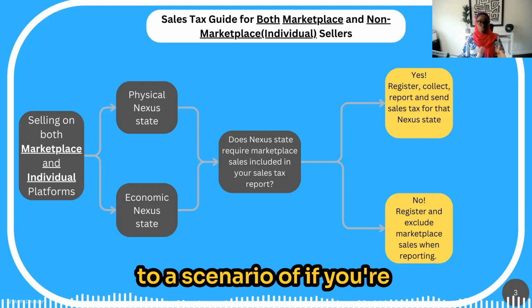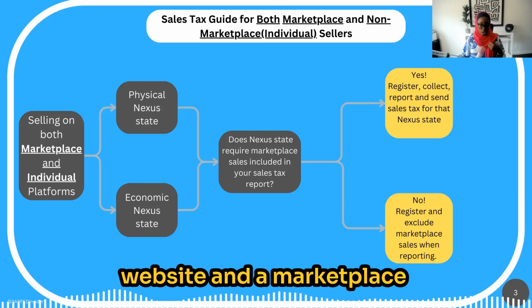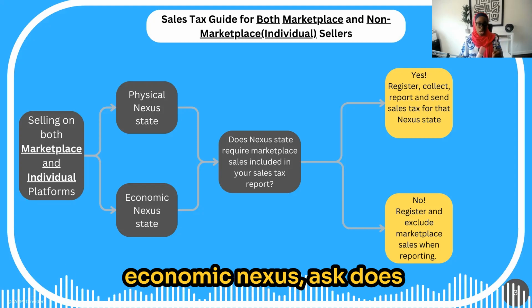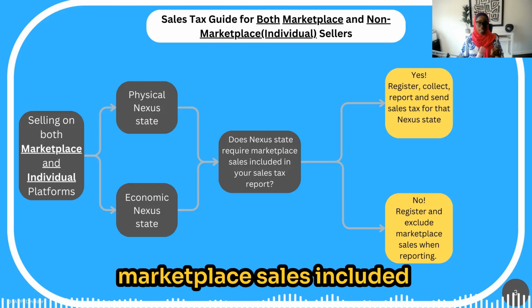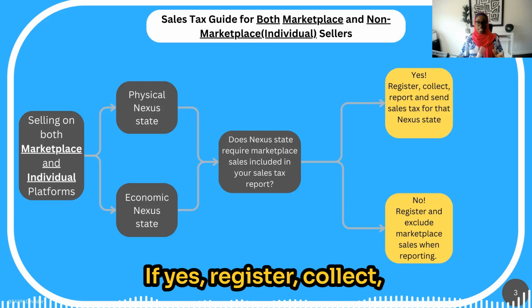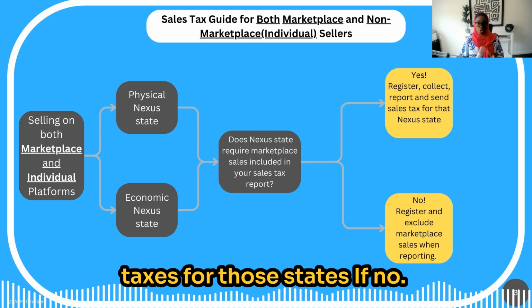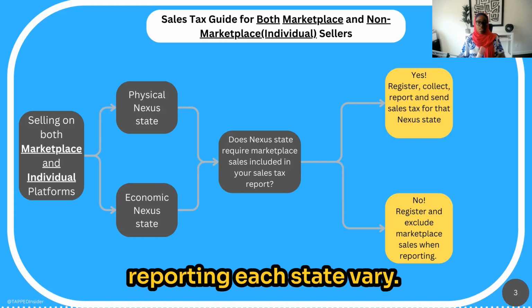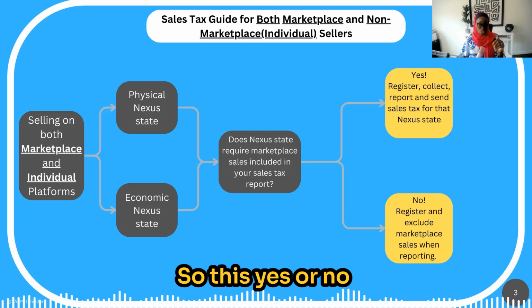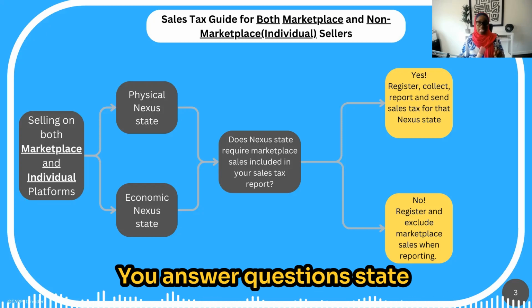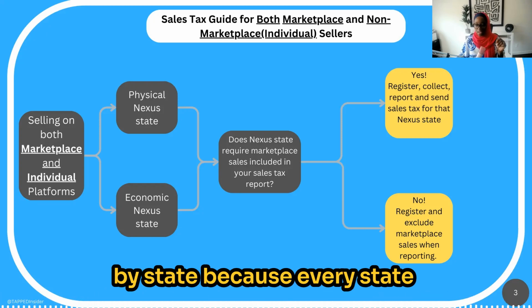Now, we're going to move to a scenario of if you're selling both on your website and a marketplace facilitator's website. If you have physical or economic nexus, ask yourself, does this nexus state require marketplace sales included in their sales tax report? If yes, register, collect, report, and send sales taxes for those states. If no, you register and exclude marketplace sales when reporting. Each state varies. So this yes or no depends on each state that you have nexus in. You answer questions state by state because every state varies.